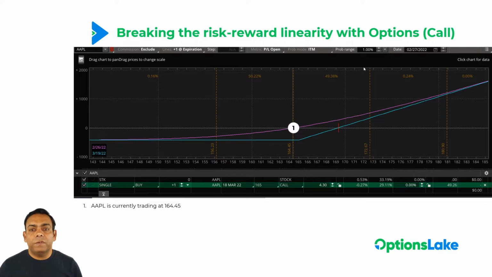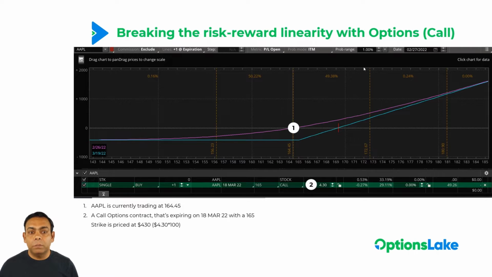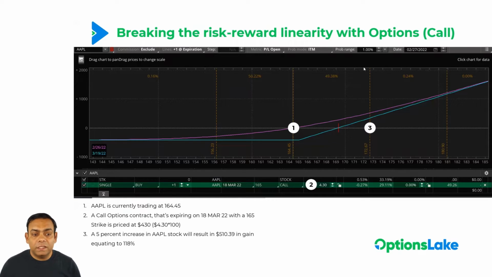So this is the first example of a call option, how a call option breaks the risk reward linearity. Buying a call option is a bullish trade. So let's look at this example. Apple currently is trading at 164.45, let's say. A call option contract expiring on 18th March 22 with a 165 strike is currently priced at $4.30 per share, equating to $430 for an option contract, which amounts to 100 shares.